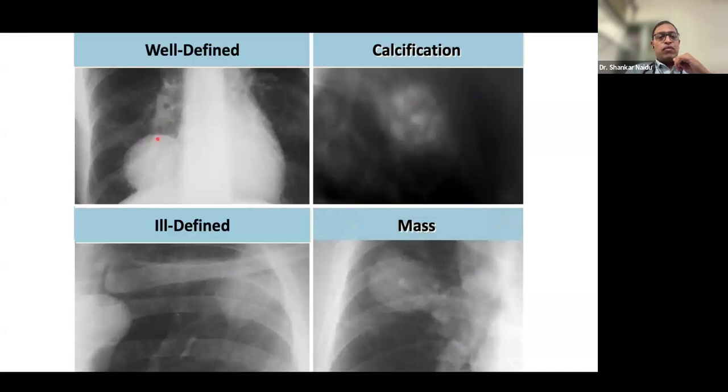So this is a well-defined mass. As you can see, this is more than 3 centimeters in size, so we are saying it is a mass. Then this is an ill-defined mass where you can see that the borders are not clearly delineated and they are merging into the surrounding lung parenchyma. Then again, this is a relatively well-defined mass. Then this is calcification within the lung mass. So we need to see all these findings when there is presence of lung nodules or lung masses.